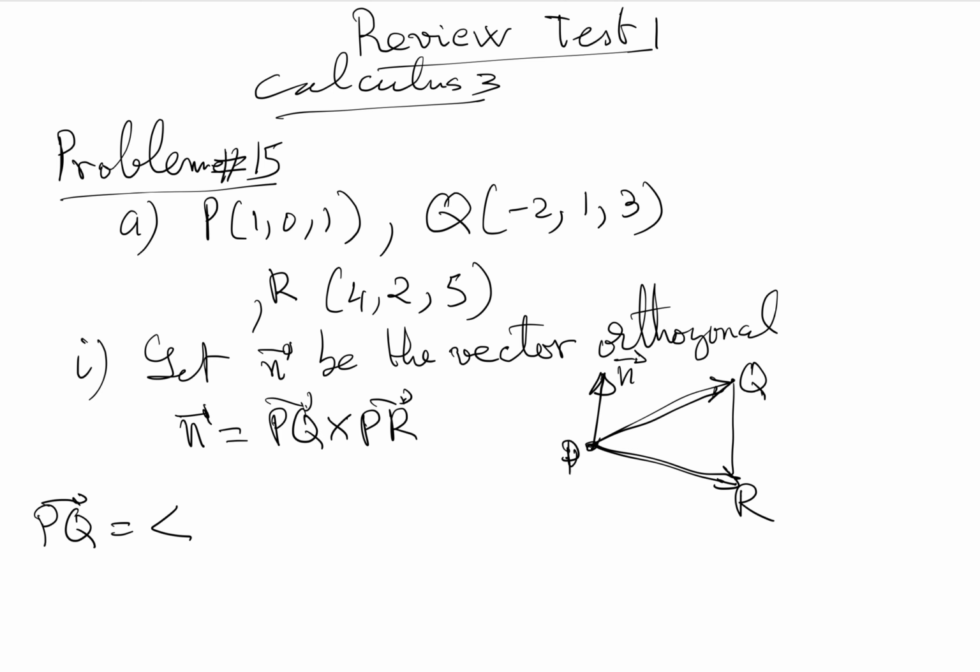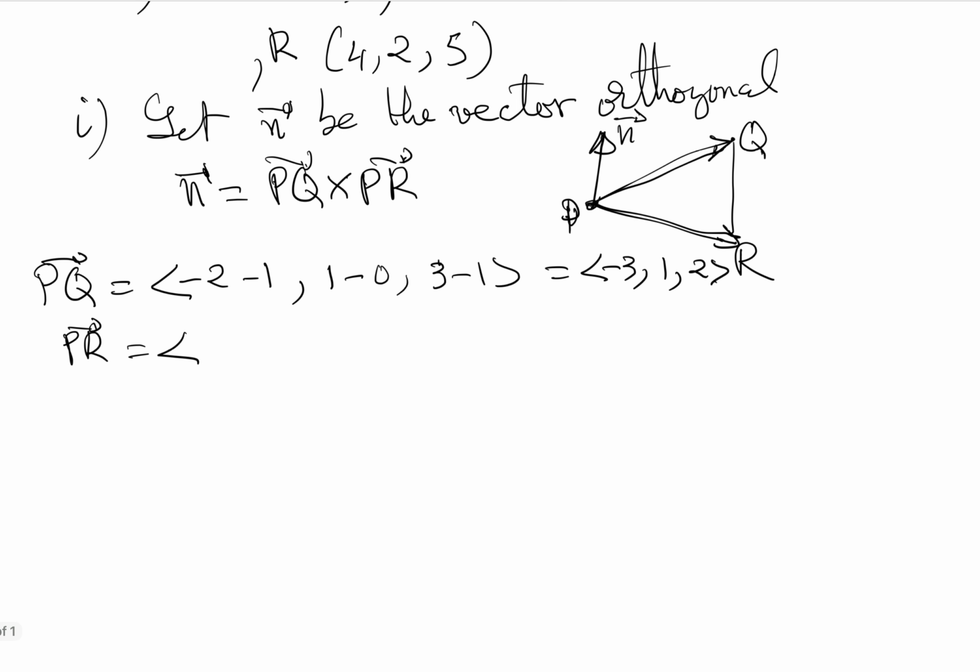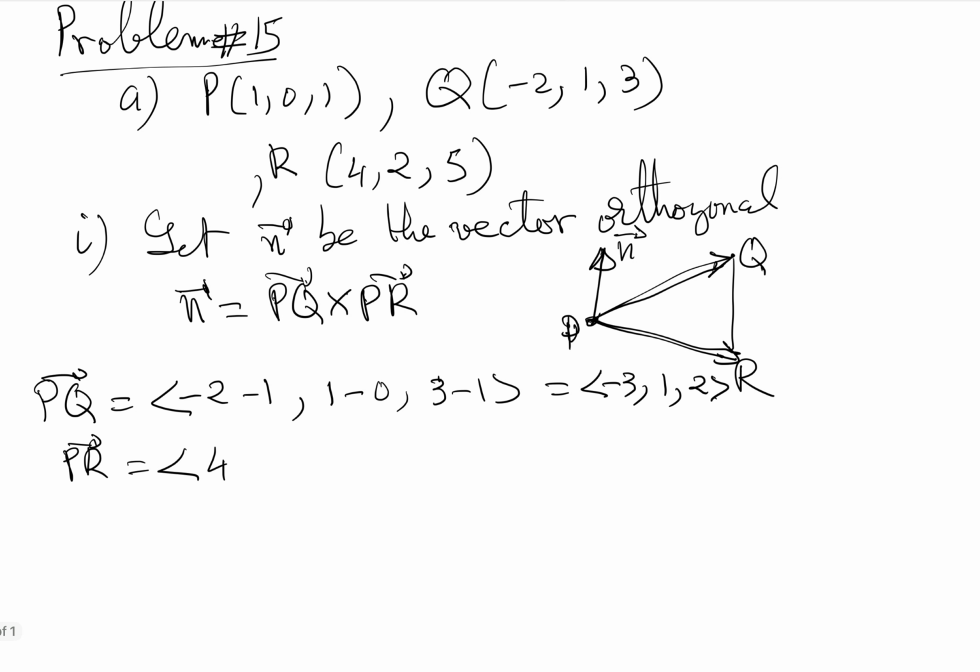The PQ vector is just -2 minus 1, 1 minus 0, and 3 minus 1, which leads to the vector (-3, 1, 2). The next one is the PR vector. The PR vector is just 4 minus 1, 2 minus 0, and 5 minus 1. So the PR vector is (3, 2, 4).